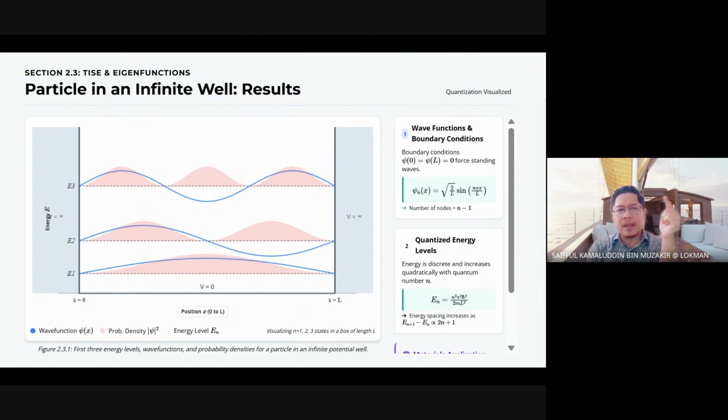The particle cannot have arbitrary energies. The energies are quantized. Arbitrary means it cannot have any energy. It must have specific energy. A particle in an infinite well, to be able to exist in between the infinite well, must have specific energy. It's the concept of an electron with specific energy at the orbit of an atom. So the energies are quantized, and the wave functions have specific shapes with specific numbers of nodes.